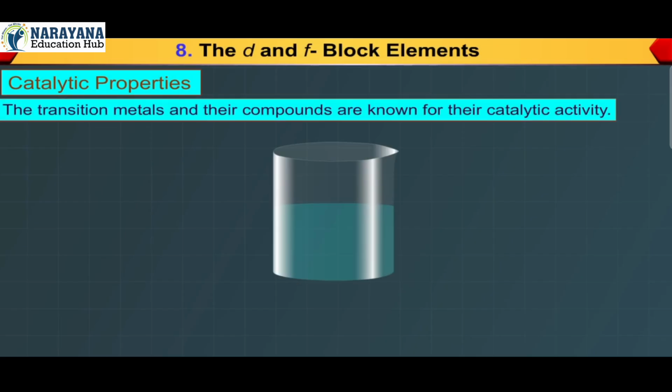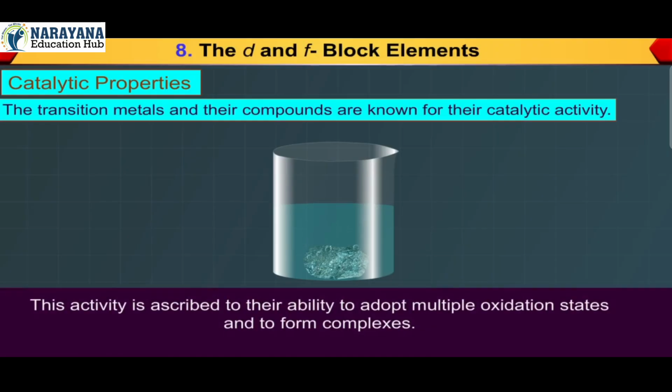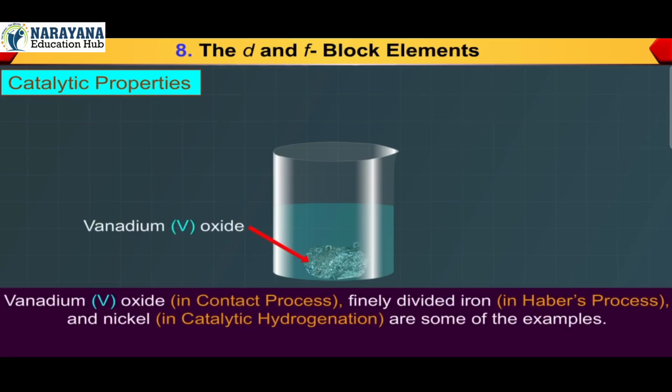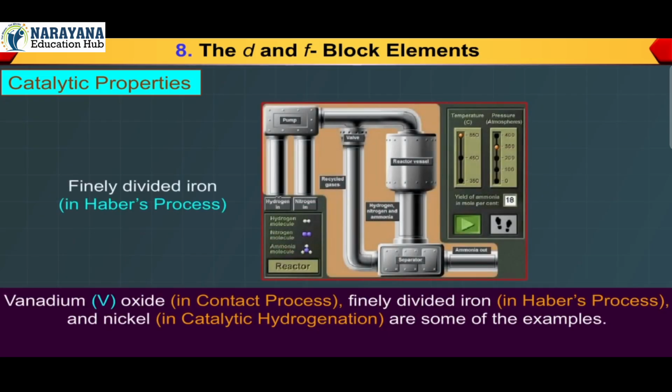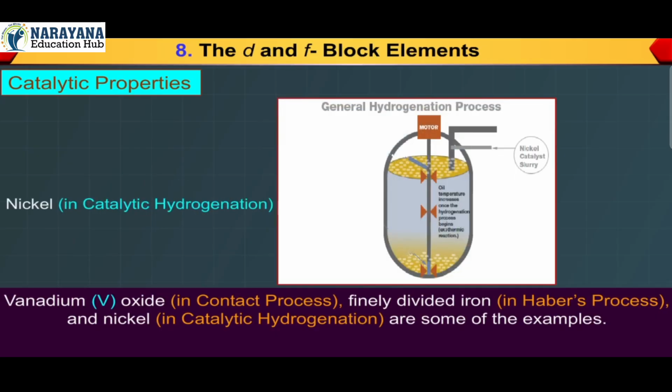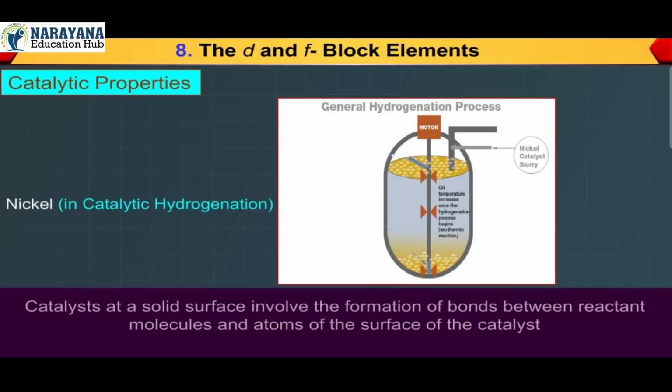Catalytic properties. The transition metals and their compounds are known for their catalytic activity. This activity is ascribed to their ability to adopt multiple oxidation states and to form complexes. Vanadium(V) oxide in the contact process, finely divided iron in Haber's process, and nickel in catalytic hydrogenation are some of the examples.